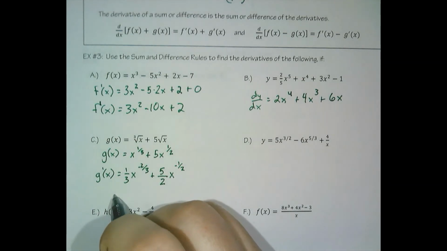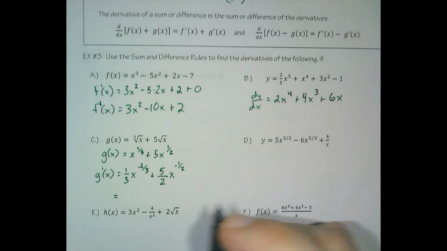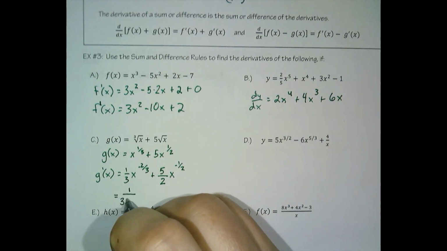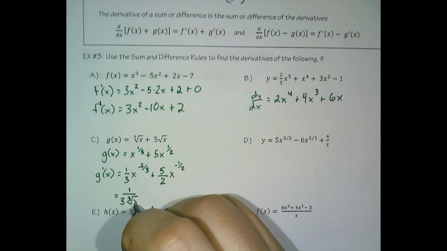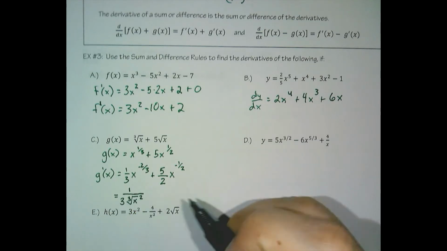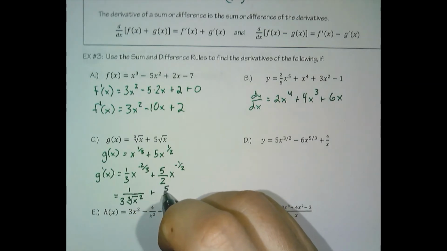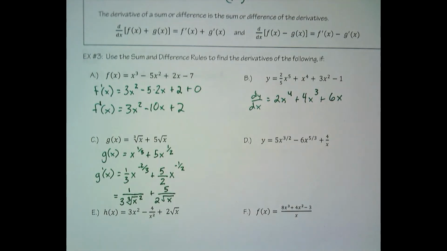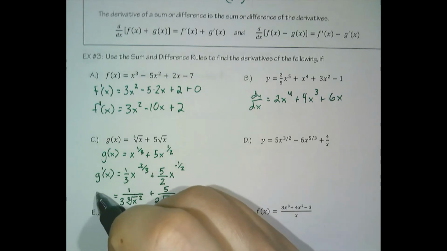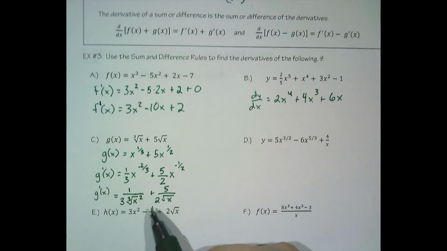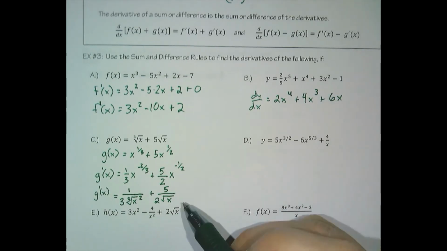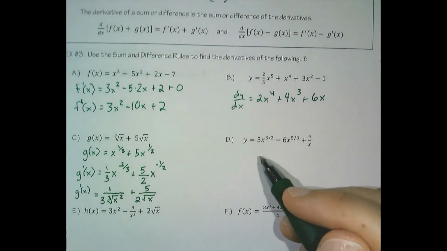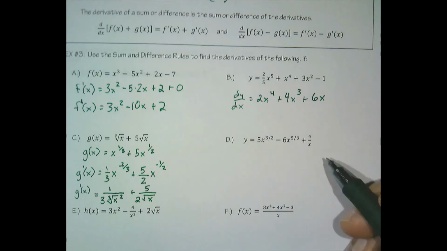If we were to clean this up so that it read a little easier, we'd get 1 over 3 cube root of x squared plus 5 over 2 root x. I don't know if that reads cleaner, but when it comes to evaluating a function, it's easier for me to evaluate radical expressions than fractional exponents. Here in part D, we already have the fractional exponents in place.